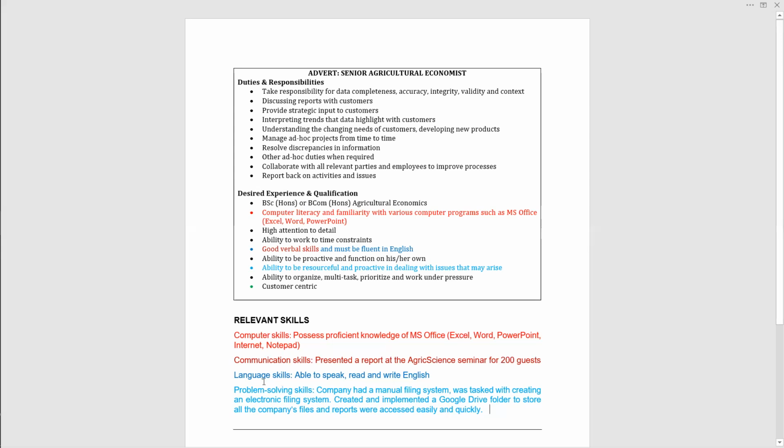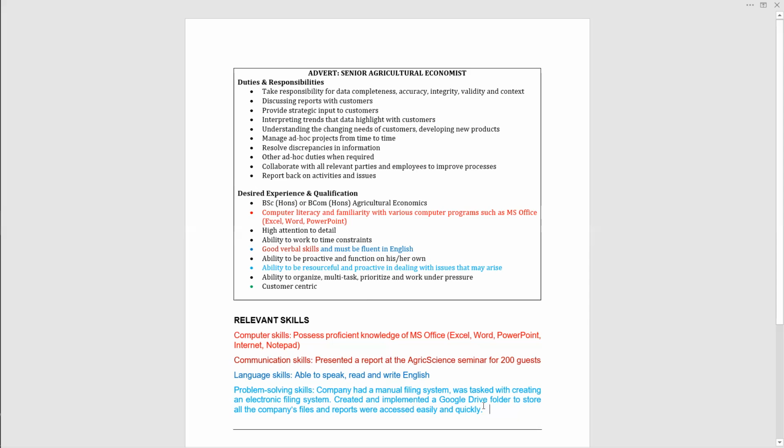It creates a great effect, and also it pops out to the recruiter's eyes. And then language skills: able to speak, read, and write English, as it is in the advert. And also here's another technique that you can use when drafting your relevant skills section.